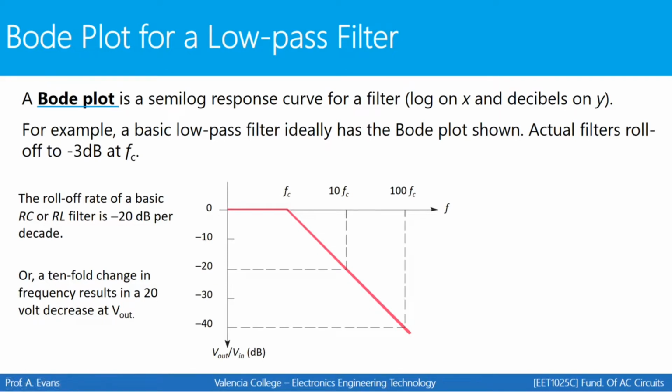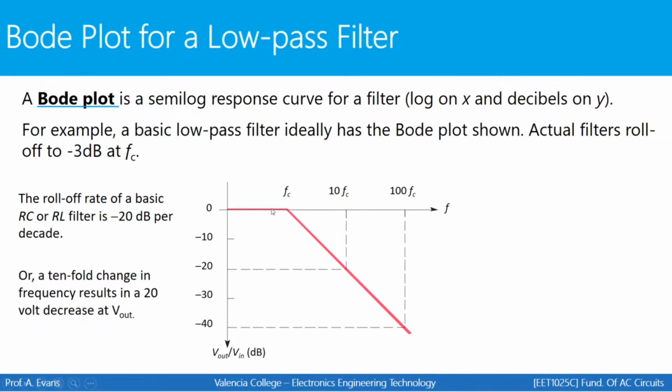So one of the ways that we can look at a Bode plot is that a tenfold change in frequency, meaning going from FC to 10 times FC, results in a 20 decibel decrease in my output voltage. So whatever I put in, by the time I get to 10 times the frequency, my output voltage has dropped by 20 decibels. That's what a Bode plot will show us.